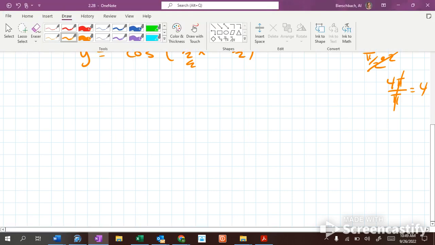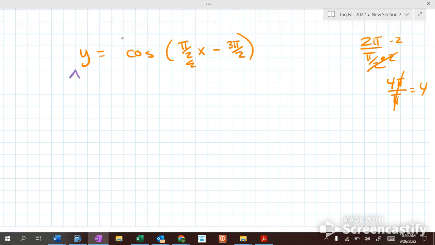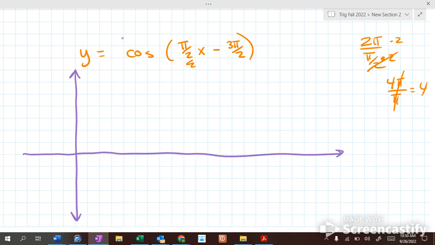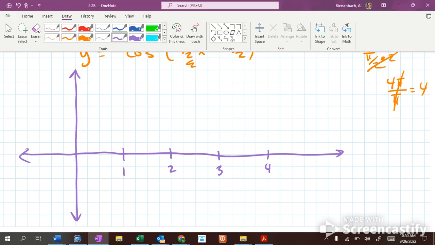So what happens here is when you make your graph, you're not going to go pi over 2, pi, 3 pi over 2, 2 pi. You're going to go 1, 2, 3, 4, like that. Okay? Now, I didn't do the best job there, but I'll leave it.